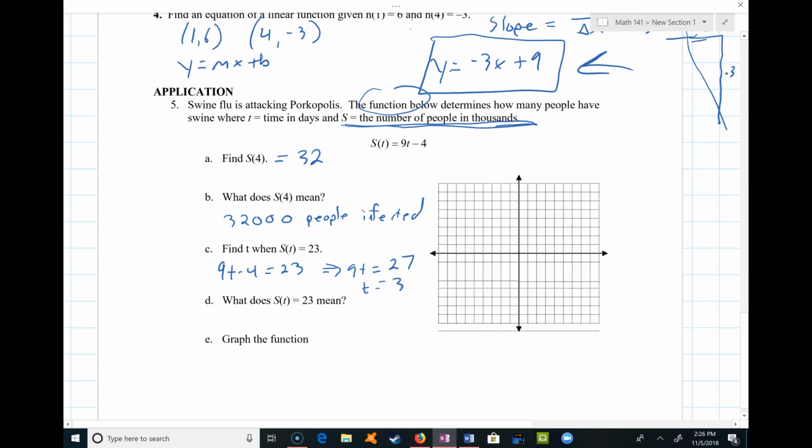What does s of t equals 23 mean? This is telling me that at a certain time, and we found out it was 3 days, there will be 23,000 people infected. And by solving for t, we found out that after 3 days, 23,000 people were infected.